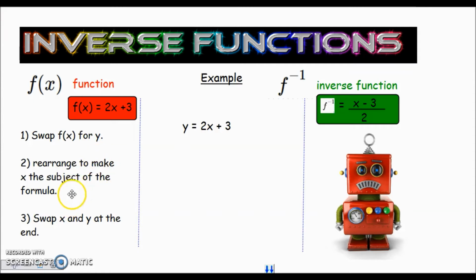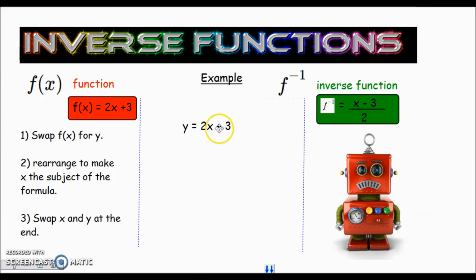Now if you don't know what the subject means, y is currently the subject of the formula because it's on its own. It's telling us how to work out y. So y is the subject. If we wanted to make x the subject of the formula, then we'd have to get x on its own. So we'd have to get rid of this plus 3 and this times by 2. So we'd have x equals something. So let's start doing that.